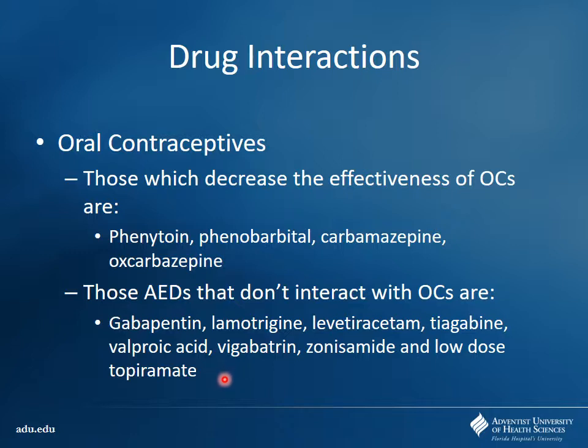Anyway, good ones that do not interact are going to be primarily the ones that get renally eliminated. So that's a good, safe thing to consider. Things like gabapentin, levetiracetam, and lamotrigine are good ones that don't have a lot of specific inducing interactions, and this is going to help those levels stay right where they need to be to hopefully prevent any kind of pregnancies from occurring.